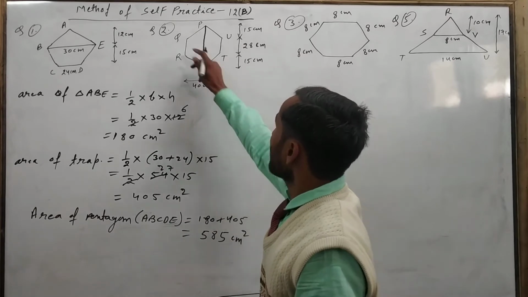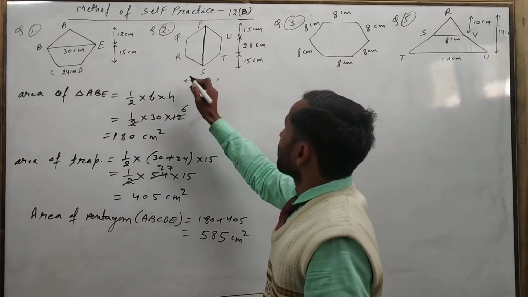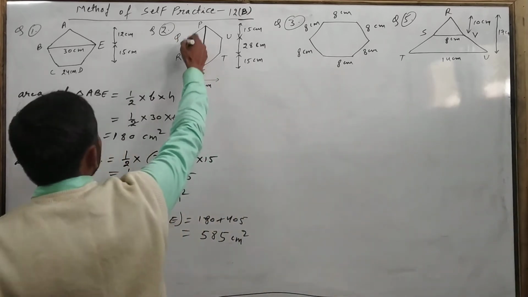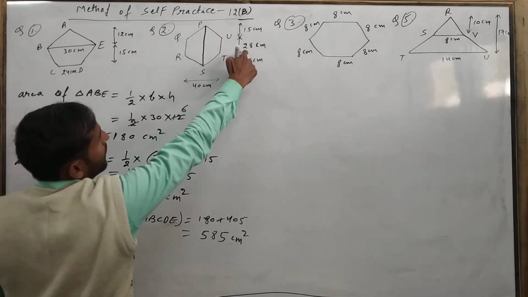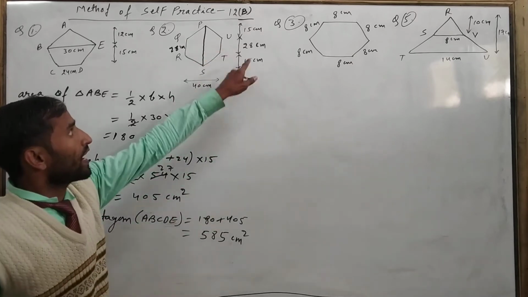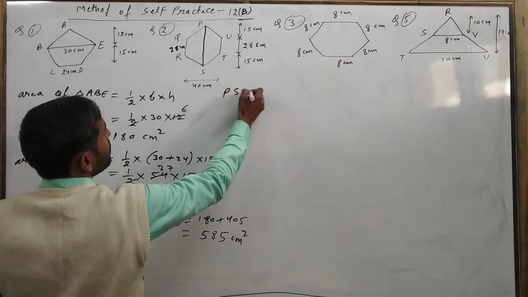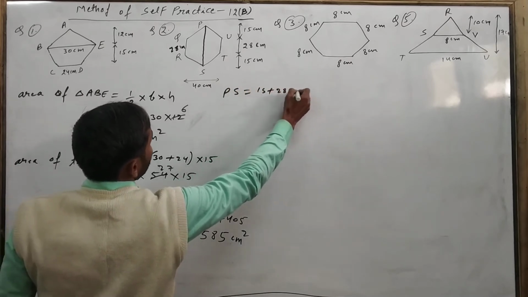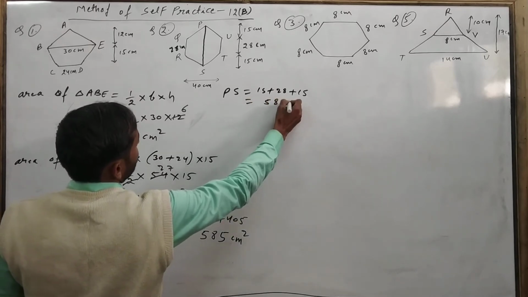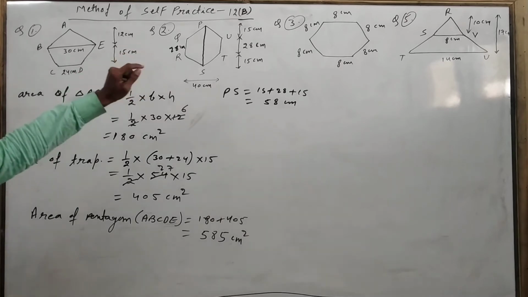So first of all we will find the area of trapezium PQRS. Here we will use the sum of parallel sides. The parallel sides here are QR and PS. QR is 28, this one is 28 centimeter. And PS is how much? We will add all three, then it will come total PS. So PS is equal to 15 plus 28 plus 15, means 30 plus 28, it will come 58 centimeter. So PS is equal to 58 centimeter and QR is equal to 28 centimeter.